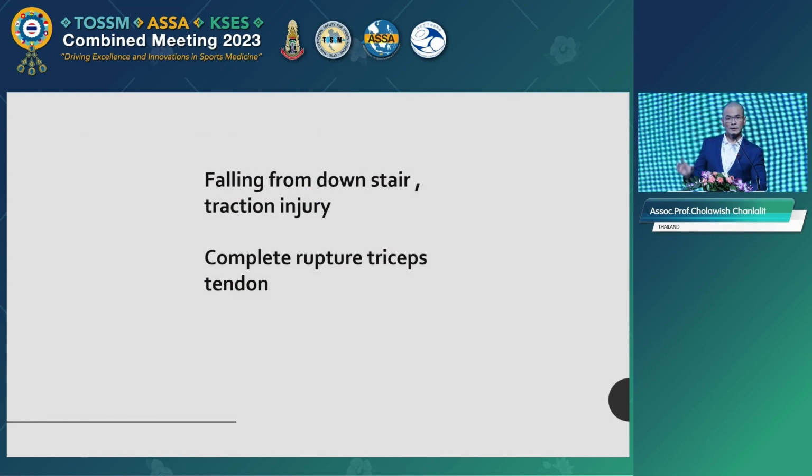Unluckily, 8 weeks after the operation, he fell down the stairs and then caught the stair. Suddenly he felt so much pain and had a bruise on the posterior elbow. The triceps is ruptured.